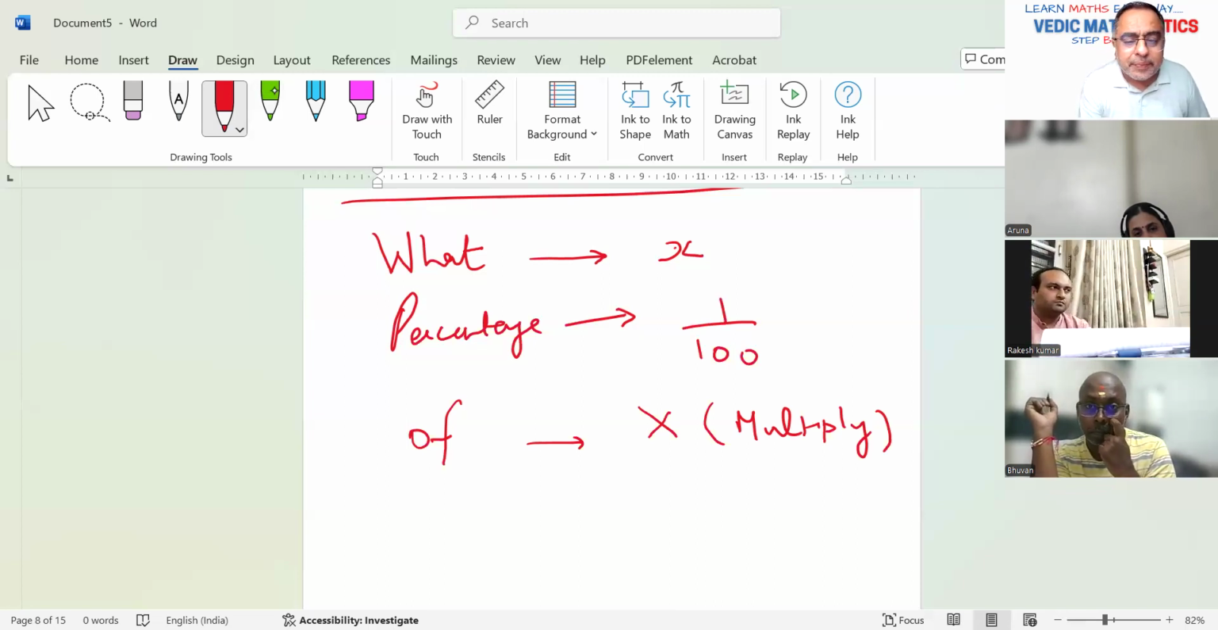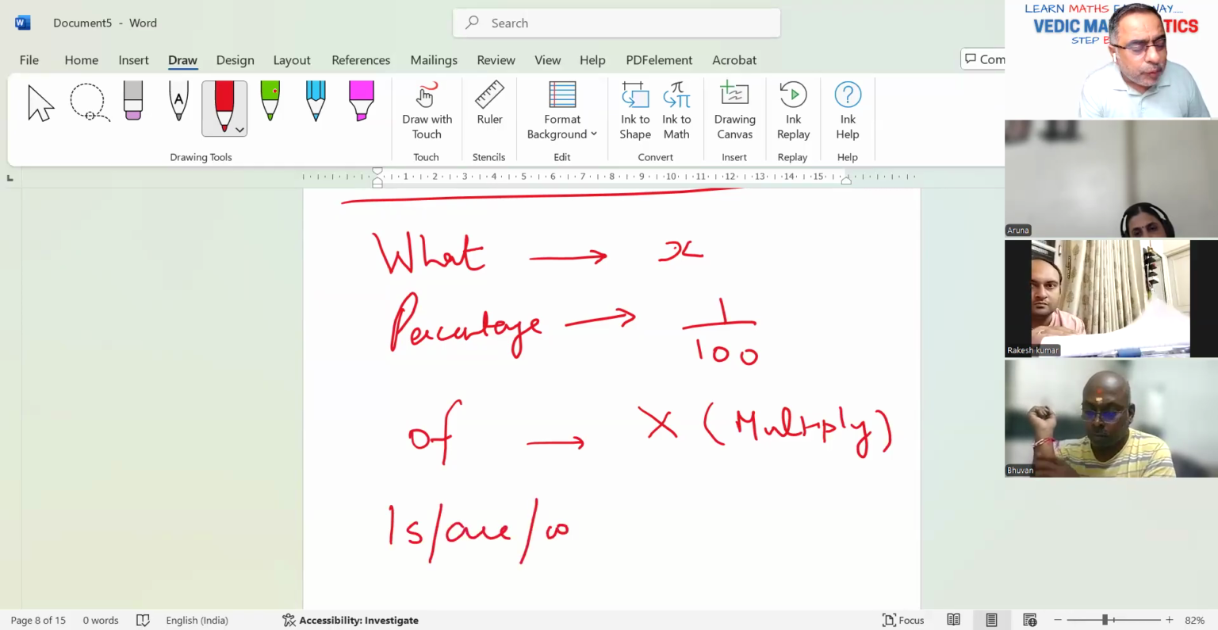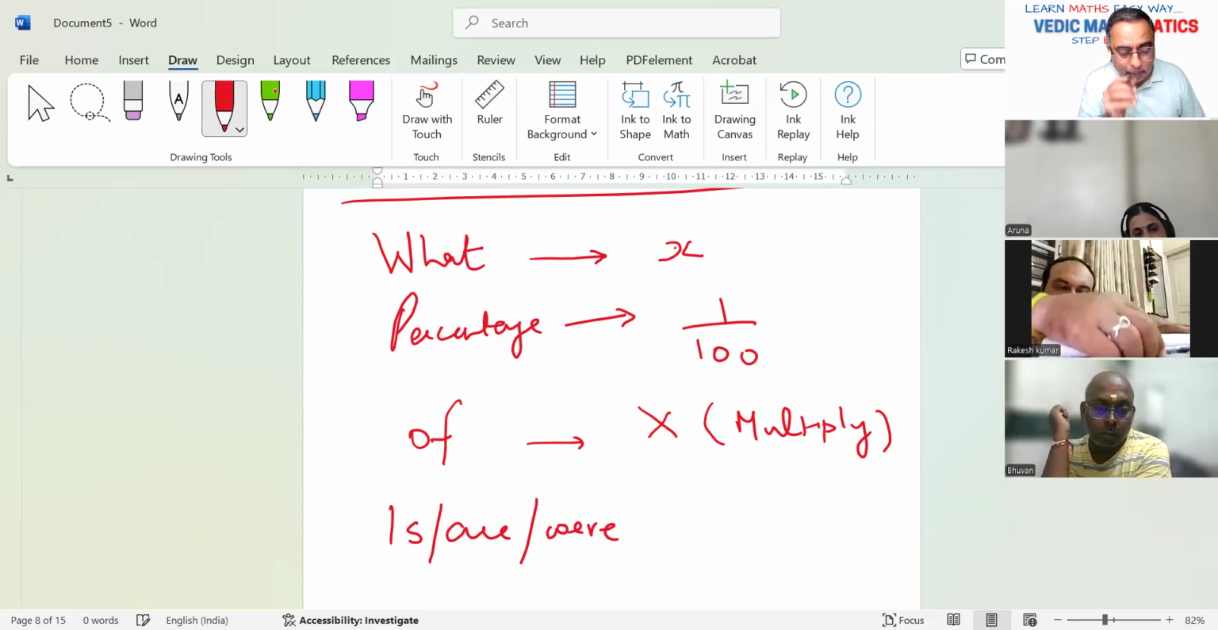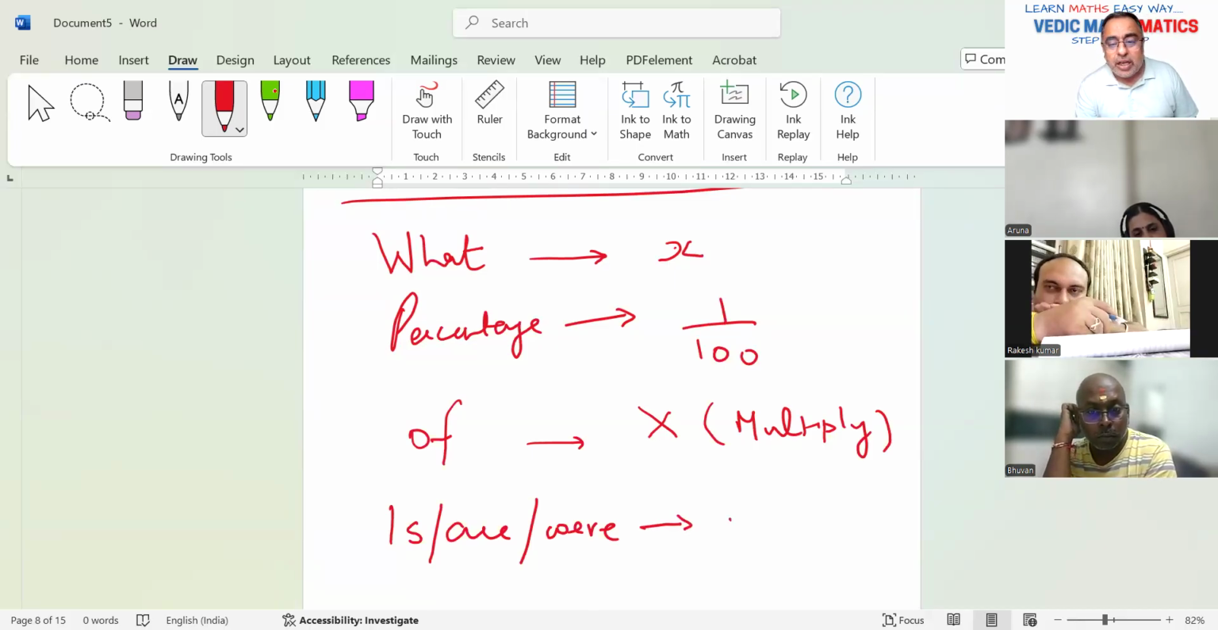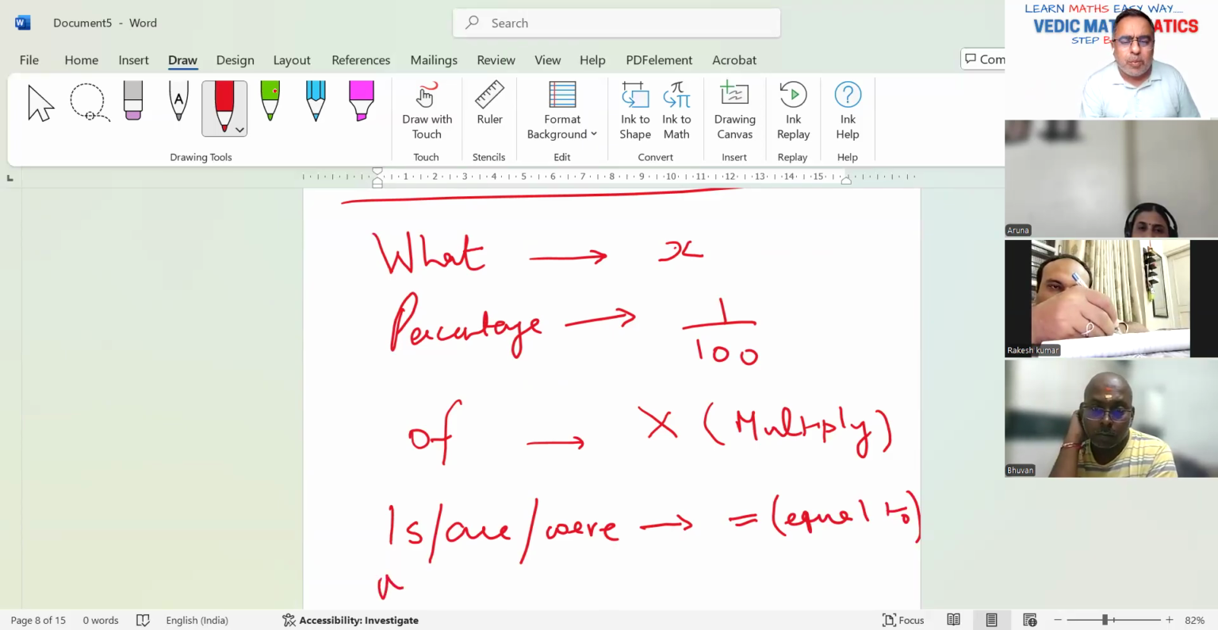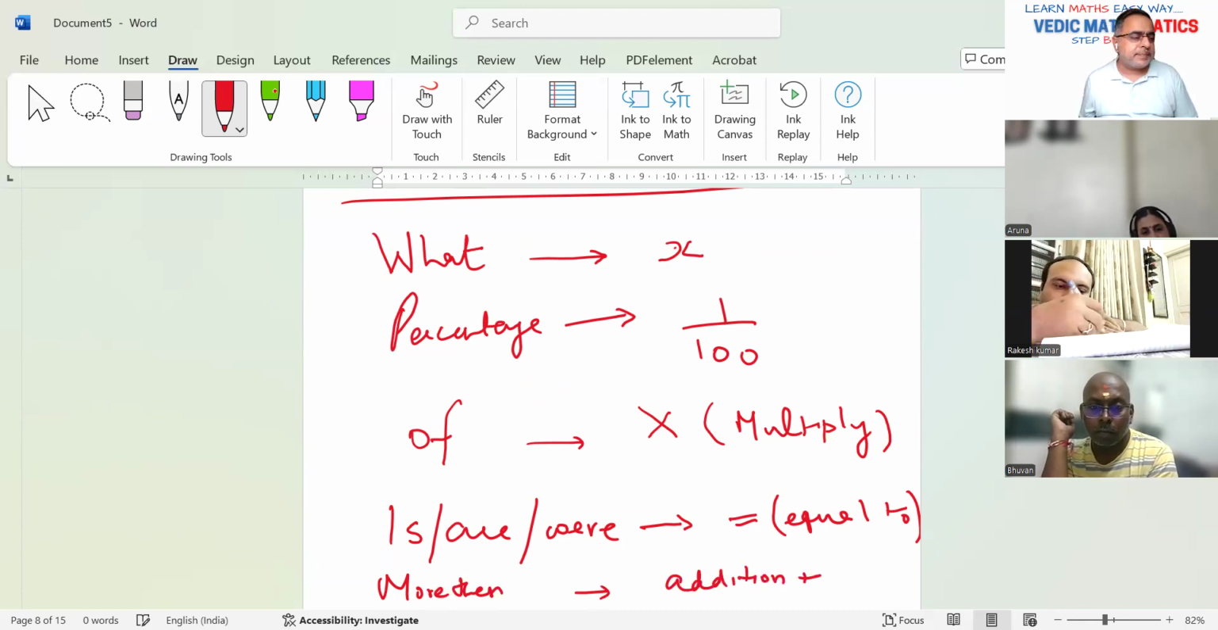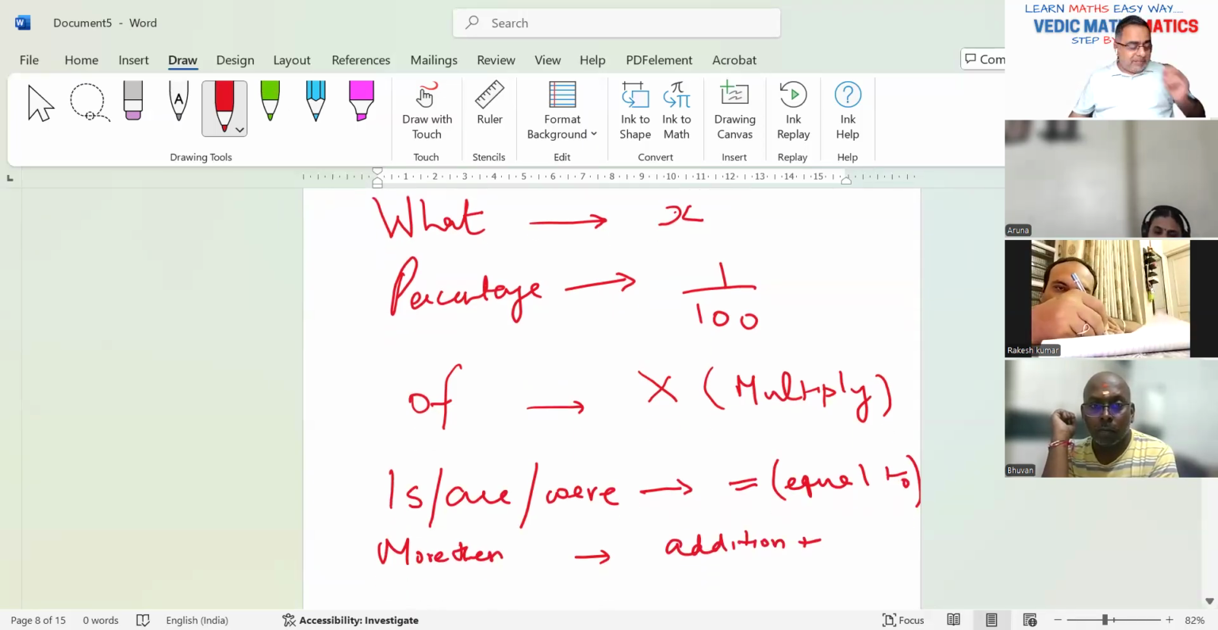Then, is, are, were: whenever such words exist, this is equal to. And if it is more than, then it is addition. Right. So write down these 5. These are not in your book.